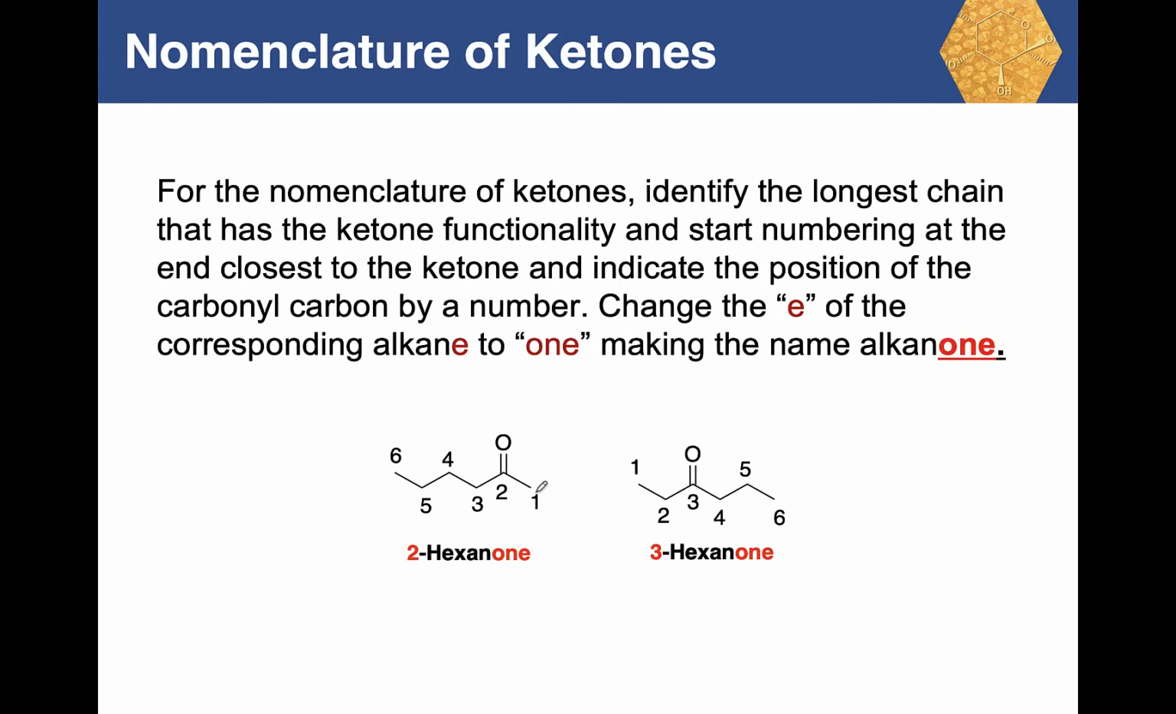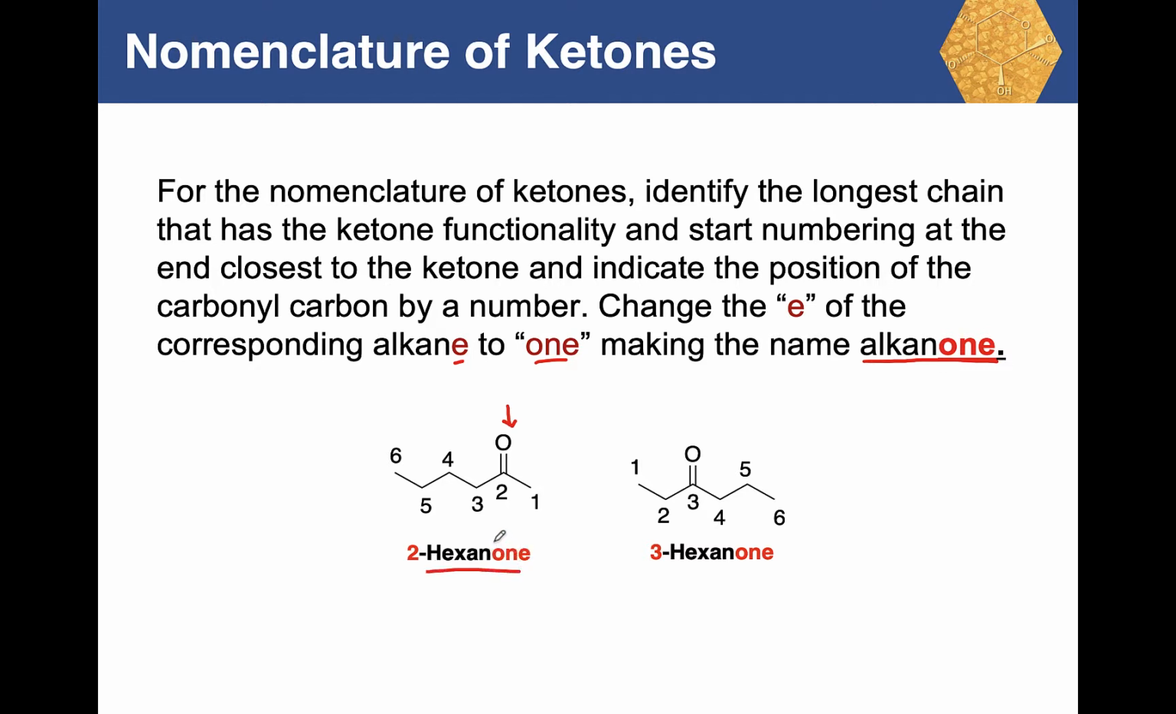Ketones. We'll have to identify the ketone functionality, and here it is. It's different from an aldehyde because it's bonded to an alkyl group back here, a carbon-containing alkyl group, in this case a methyl, and another carbon-containing alkyl group. So that makes it different from your aldehyde. So identify this, then start numbering from the end closest to your carbon-oxygen double bond. So we go 1, 2, 3, 4, 5, 6. Six carbons corresponds to hexane. So we change the E to O-N-E, so it becomes an alkanone. So this has six carbons, so it becomes a hexanone.